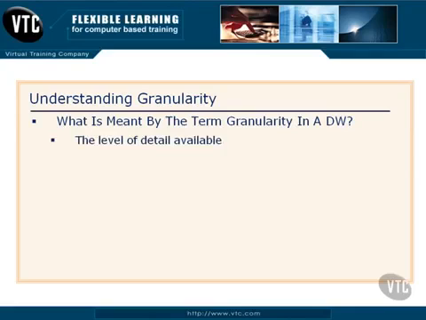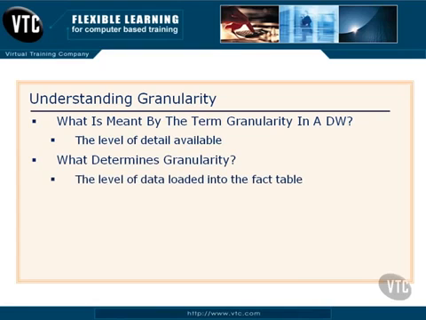When you hear someone using that term, they are referring to the level of detail that's available. A better way of saying that is the lowest level of detail that's available from your data warehouse. Now, what determines the lowest level of detail in your numbers you can get out of your data warehouse? Well, obviously, it starts with the level of data that gets loaded into the fact table.